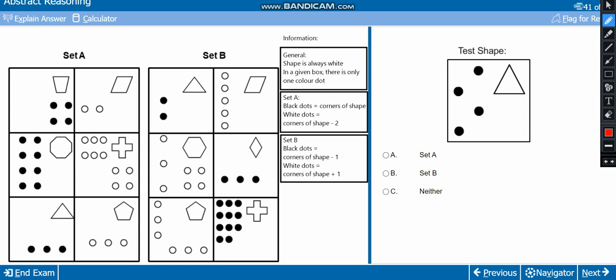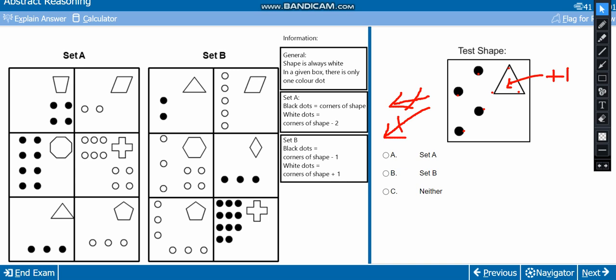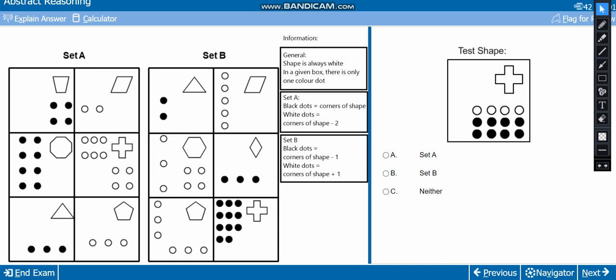And now we have this shape which has 3 sides, and along with it are 4 black dots, 1, 2, 3, 4, and as you can see that there is no set where the number of black dots equals the number of corners on the shape plus 1. None of these sets have that set of rule, therefore this shape belongs in neither set.